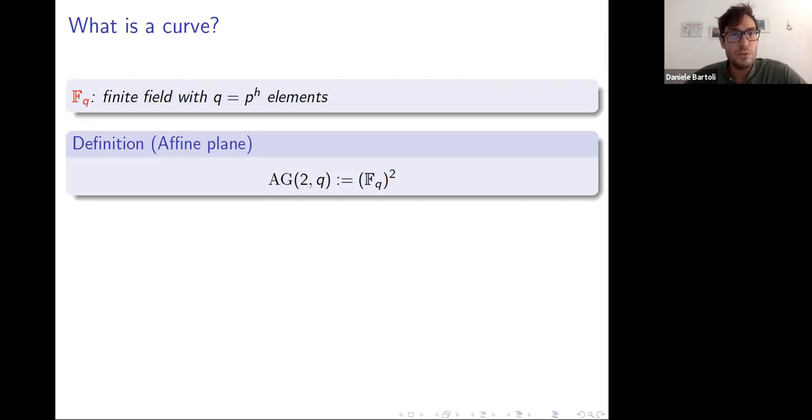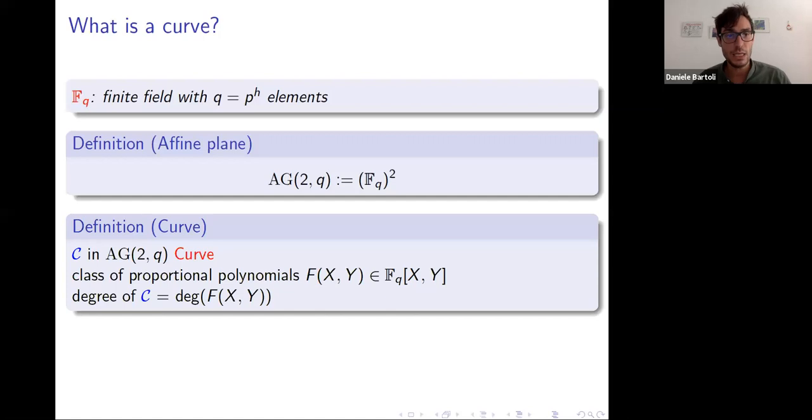So first, let me recall a few notions about a curve. Here, I would say something just concerning plane curves. So the setting in which I will consider such curves is the affine plane, which is just the set of pairs of elements of FQ, or the projective plane, which is the larger set of points which contains the affine plane plus the line at infinity, this special line. Well, in this setting, a curve is just a class of proportional polynomials in variables x and y with coefficients in FQ, where the degree of the curve is just the degree of the polynomial f defining the curve.